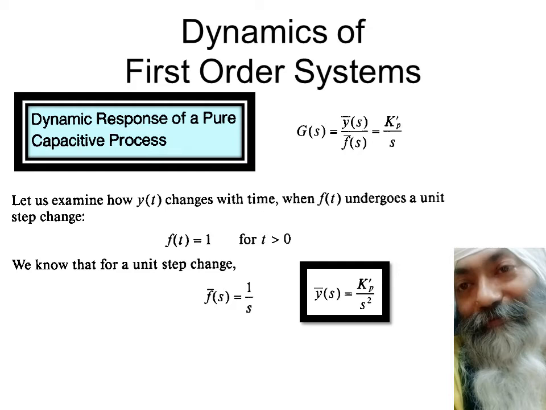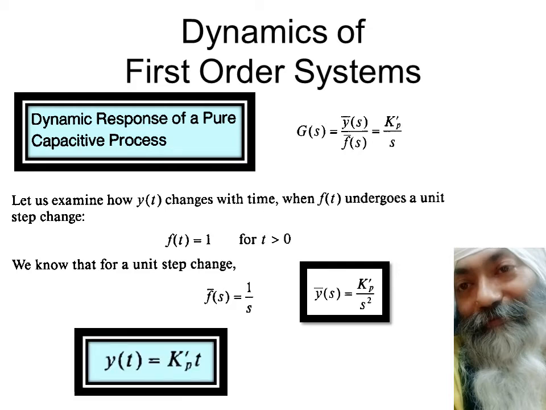If we take the Laplace inverse of this K'p upon s square, the Laplace inverse of 1 upon s square is simply t. So it will get multiplied by t, and as I have already told you, y'(t) is equal to K'p into t. Now this K'p is constant. It's the gain of the system, the first order pure capacitive system.